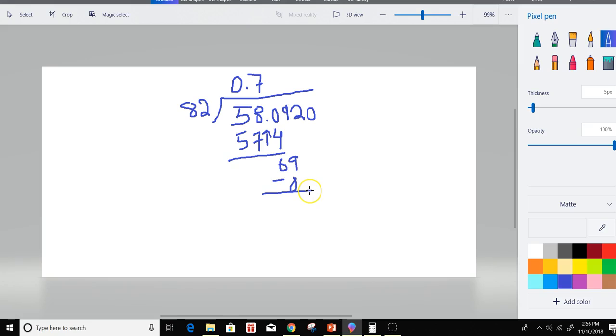69 minus 0 is 69. And then we bring down the other number down. 692 minus 656 gives us 36. The 0 we just brought down, minus 328.